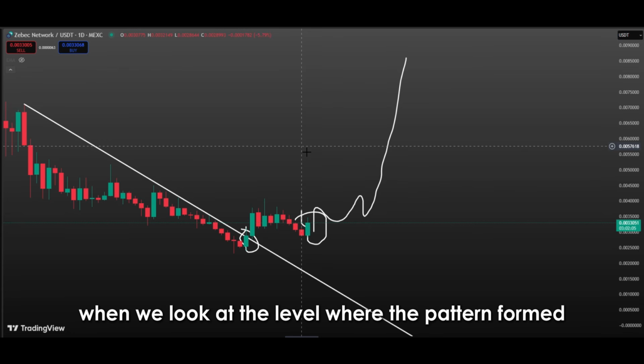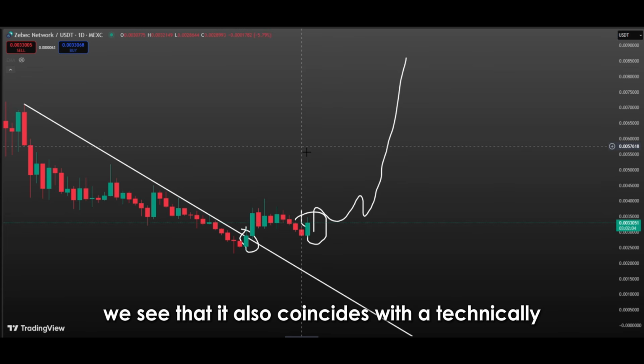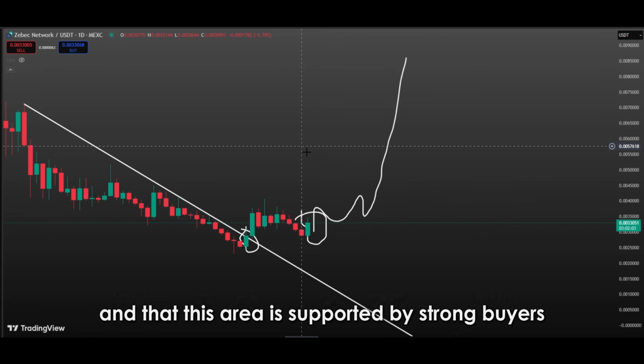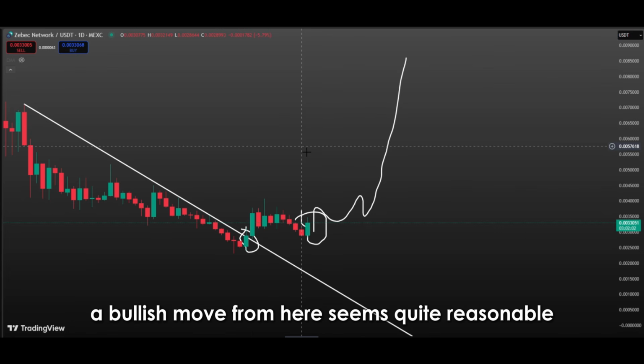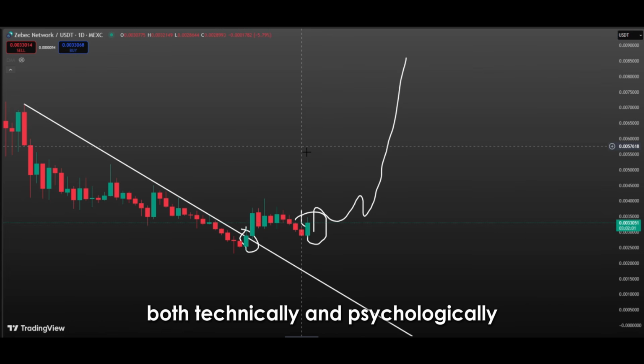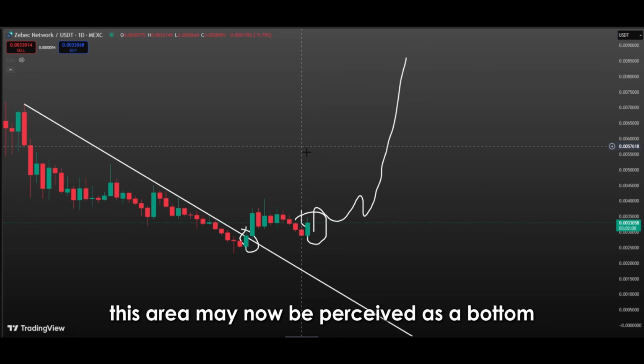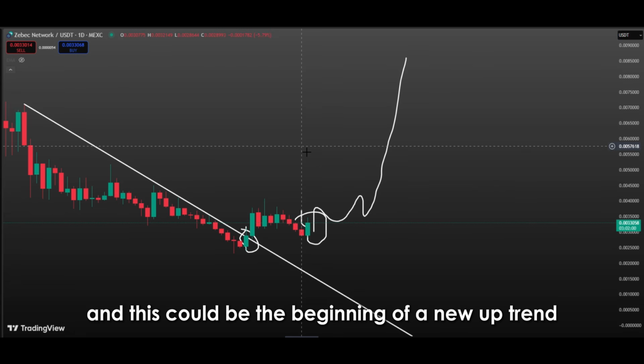When we look at the level where the pattern formed, we see that it also coincides with a technically important support level. This tells us that the price is willing to hold this level and that this area is supported by strong buyers. Therefore, a bullish move from here seems quite reasonable both technically and psychologically. Especially in the eyes of investors, this area may now be perceived as a bottom, and this could be the beginning of a new uptrend.